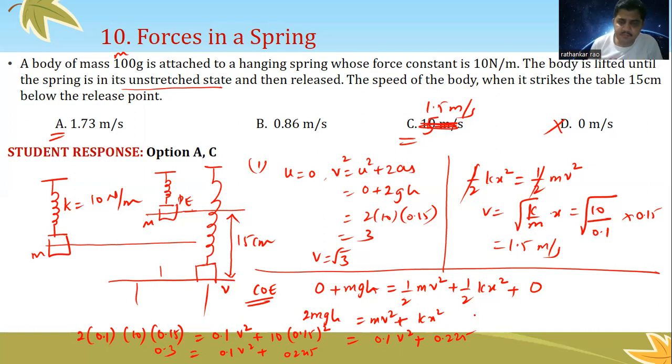Next, I write 0.1 v squared is equal to 0.3 minus 0.225, which is equal to 0.075. So v squared should be equal to 0.75, right? And if you find the value of v, take the square root of 0.75, which would be 0.86. Thus, the answer is B over here.